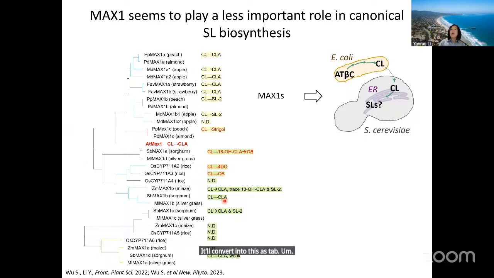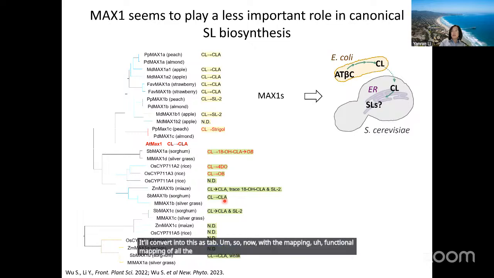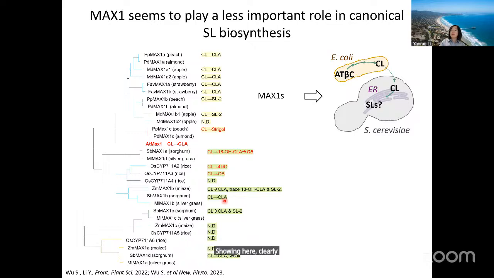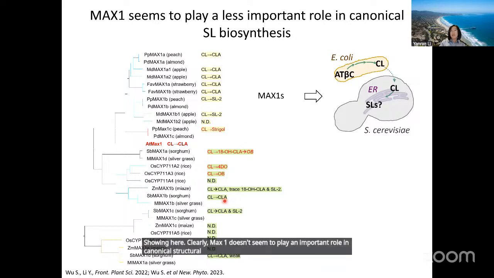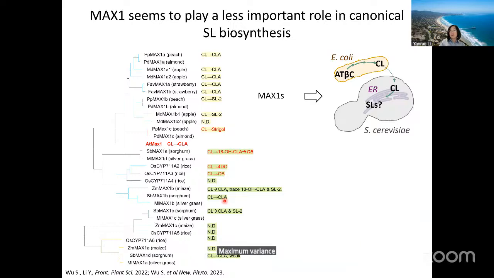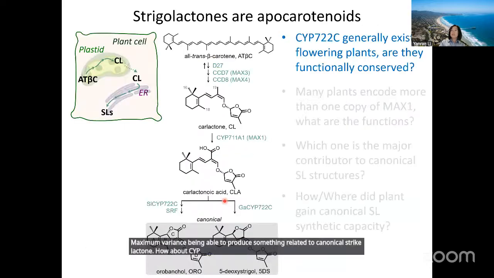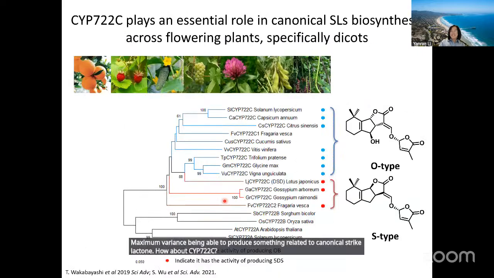So now with the functional mapping of all the MAX1 variants shown here, clearly MAX1 doesn't seem to play an important role in canonical strigolactone biosynthesis, with only peach, rice, and sorghum MAX1 variants being able to produce something related to canonical strigolactone. How about CYP722C? And the answer is yes.